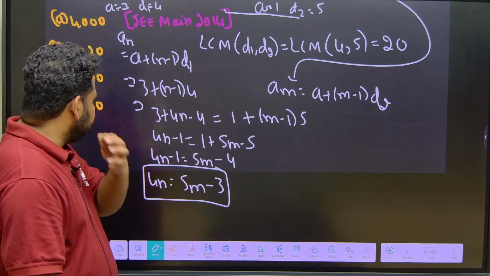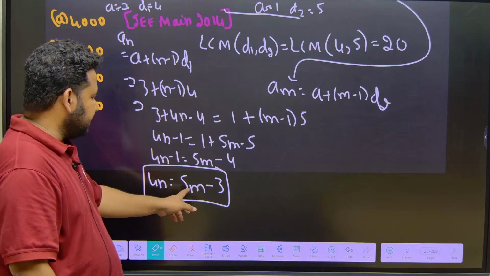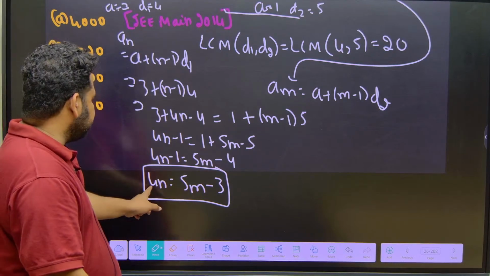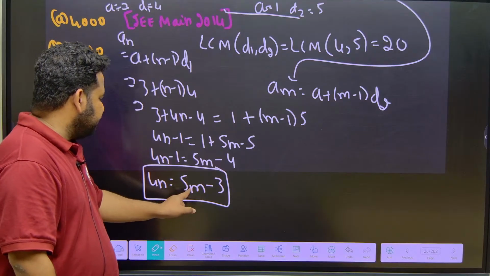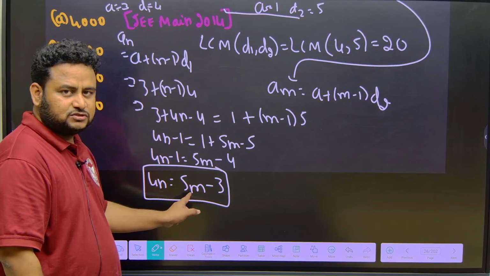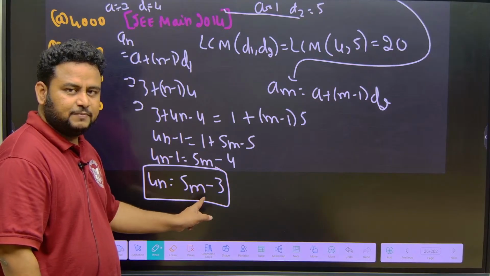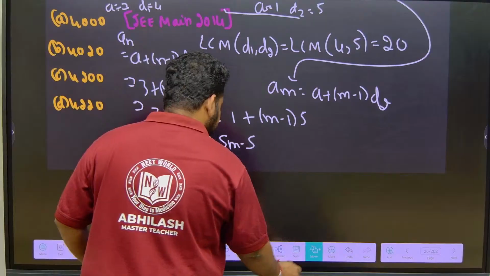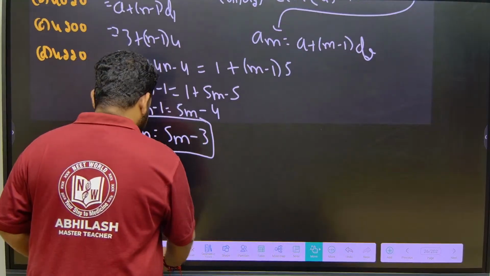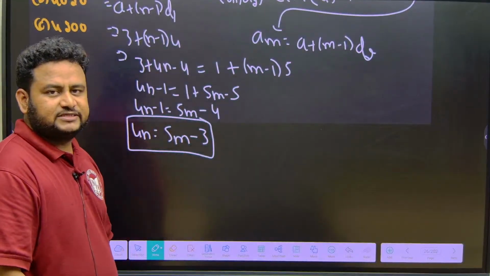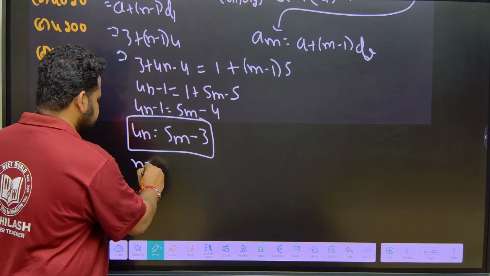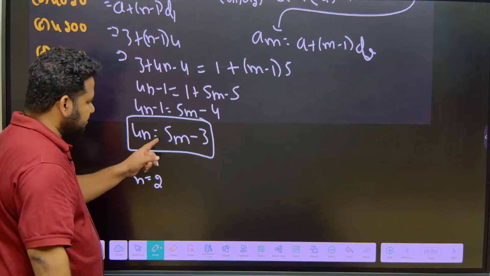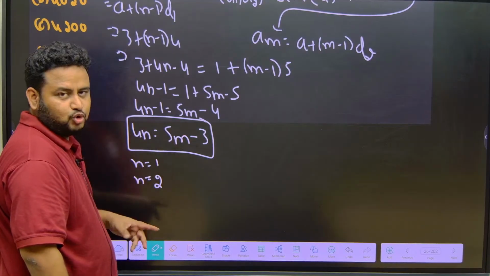Now I have to put values for n so that I get the value of m. If I put n is equal to 1, I get 4, and m would also have to be 1, so 5 minus 3 becomes 2. 4 is not equal to 2, so we cannot take that value. If I put n is equal to 2, 4 twos are 8, 5 twos are 10, 10 minus 3, no, it is not satisfying.